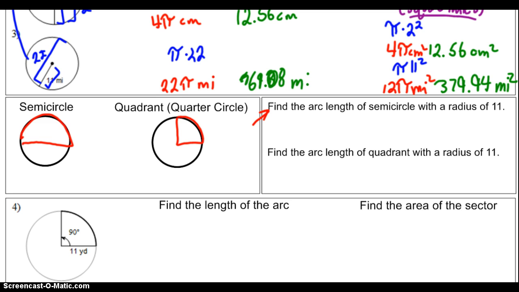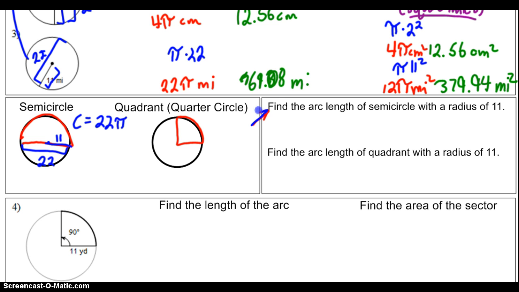But before we do, let's talk about how to find the circumference of an entire circle with a radius of 11. We'll use this as our example. So if I have a radius of 11, how do I find the circumference? Well, the circumference is pi times the diameter. The diameter of this is going to be 22, so my circumference is 22 pi.